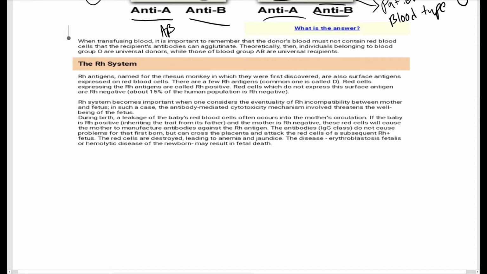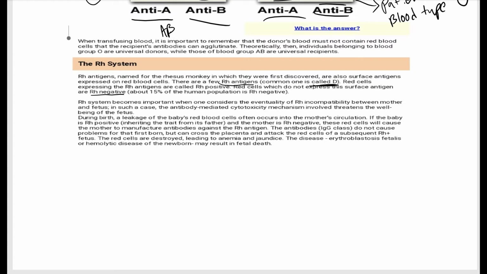So the RH system, RH antigens, they are also surface antigens that are expressed in red blood cells. There are few RH antigens. Common one is called D. So antigen D, you will see that a lot in different questions. So red cells are RH negatives.